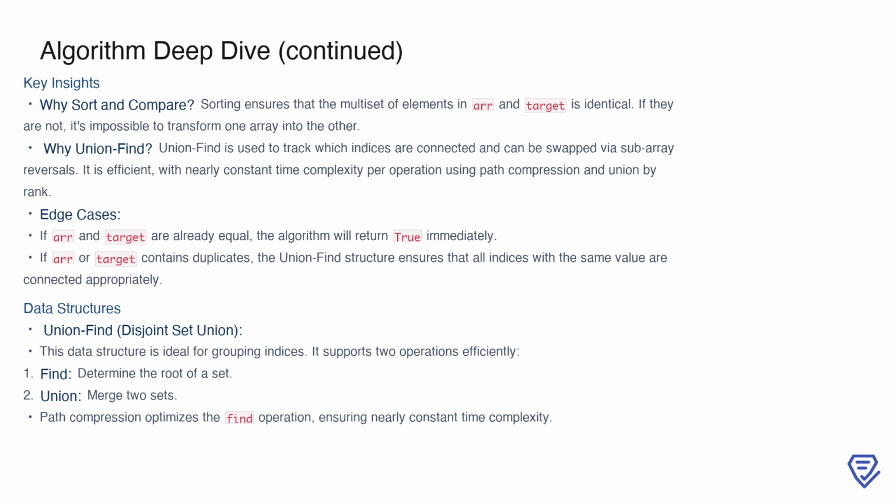This data structure is especially efficient because it supports two main operations: find, which determines the root of a set, and union, which merges two sets. By using path compression and union by rank, these operations are optimized to run in nearly constant time. Edge cases are also handled seamlessly. If ARR and target are already equal, the algorithm quickly confirms this. If duplicates exist in the arrays, the union-find structure correctly manages them by ensuring that all indices with the same value are grouped together, preserving the reversibility condition.